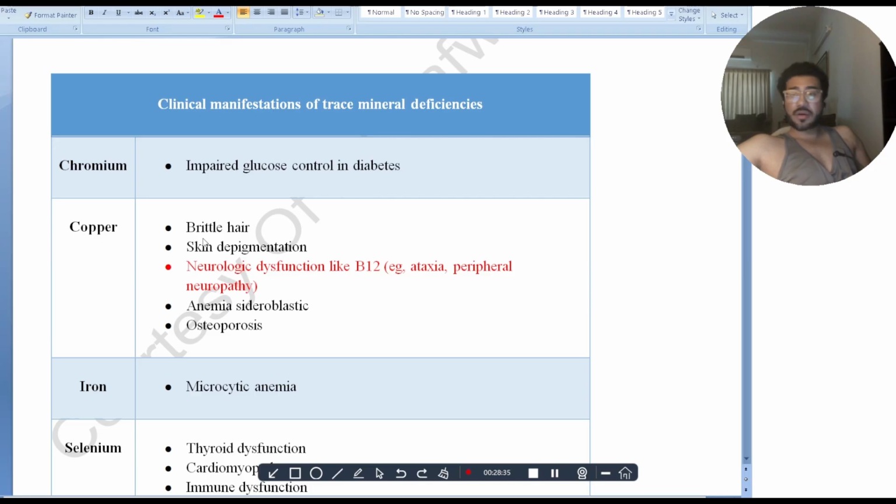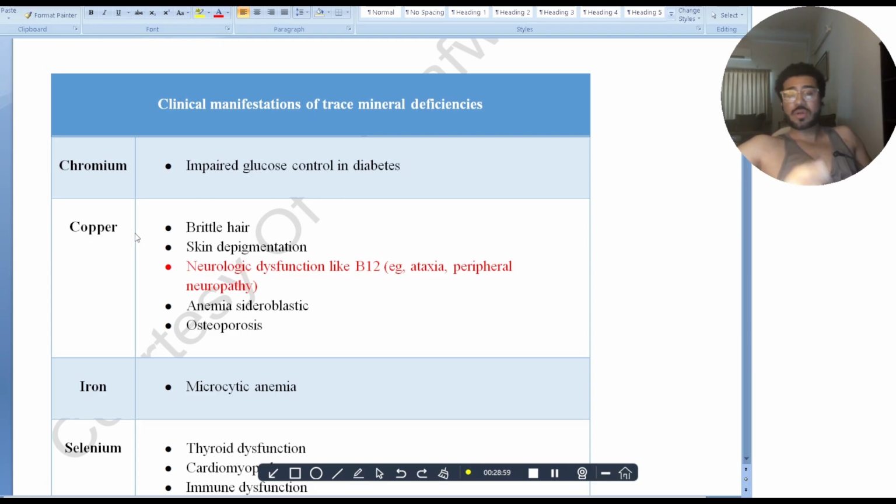Usually, since they are trace minerals, you do not get deficient unless you have an absorption problem or you are on parenteral nutrition. So the two demographics where you need to be aware of these trace mineral deficiencies include people who have bowel diseases, bowel resection, or are on parenteral nutrition for a prolonged amount of time.